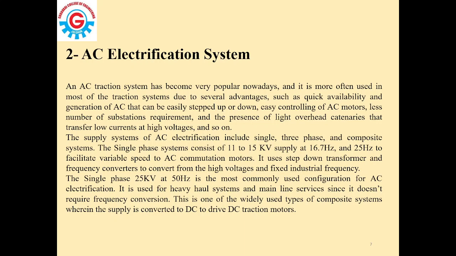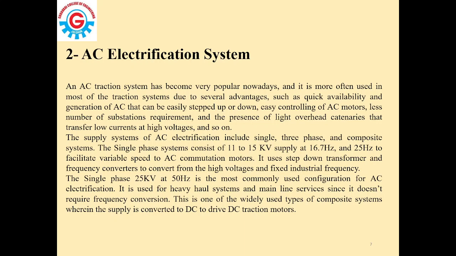So second type of system is AC electrification system. An AC traction system has become very popular nowadays. It is more often used in most of the traction systems due to several advantages such as quick availability of generation of AC power that can be easily stepped up or stepped down, easily controlling AC motors, less number of substations required, and presence of light overhead catenaries that transfer low current at high voltages, and so on.